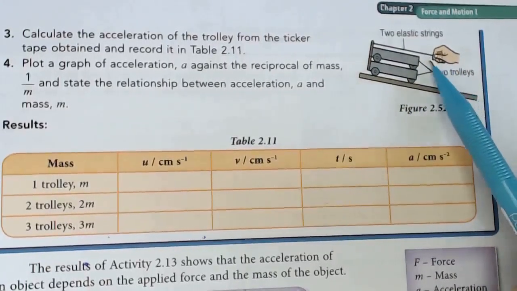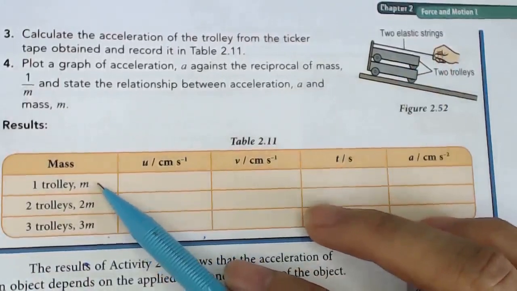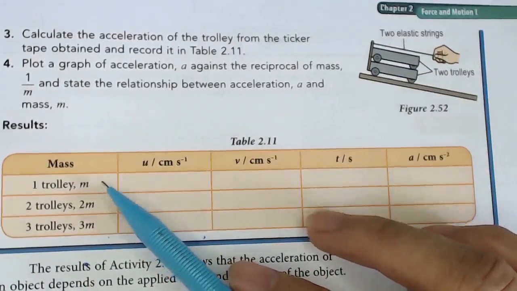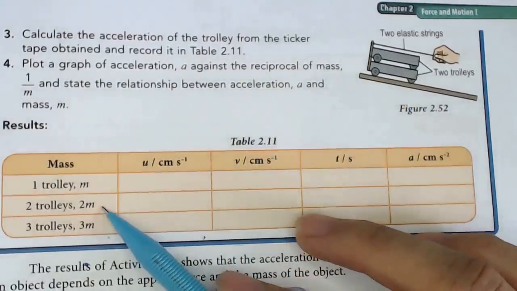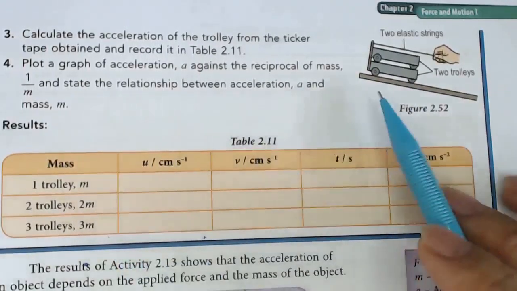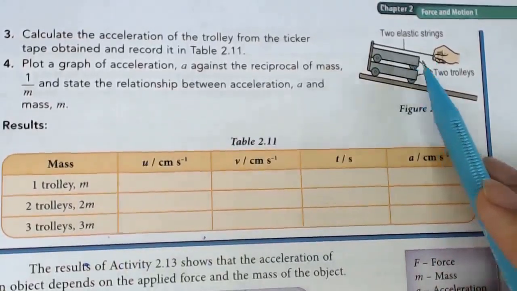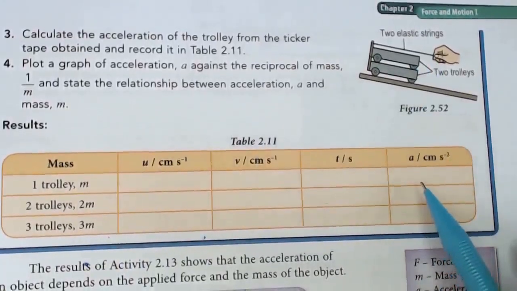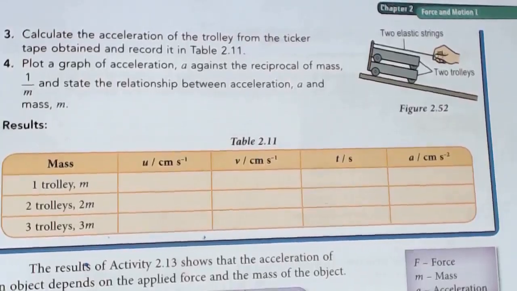Can you imagine this? We exert the same force on a trolley with only 1 trolley, and then we exert the same force on a trolley with 2 trolleys, and then 3 trolleys, with the same force. So can you imagine what will happen to the value of A? Can you feel it? The higher the mass.